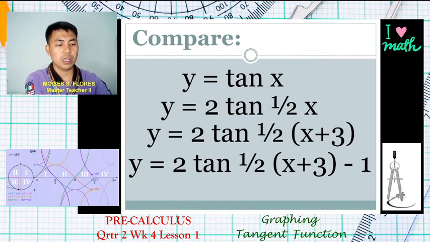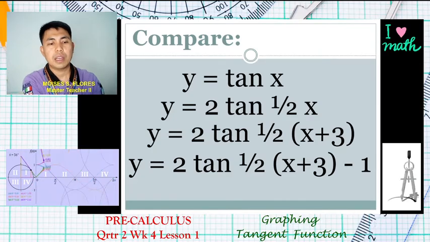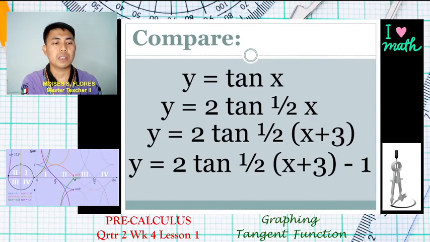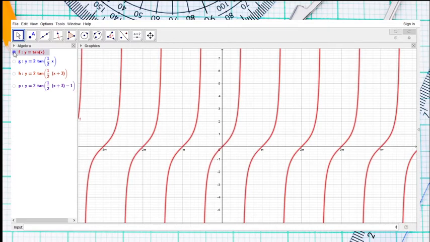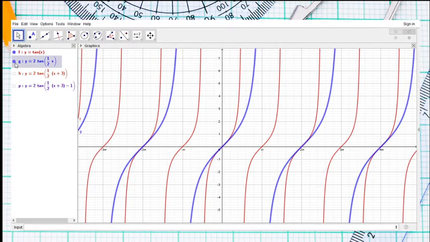Okay, let's try to show the graph of our given comparison through the use of this app. So there you have it. Let's first show the graph of our original function, which is y equals tangent of x. So there you have it, guys. As it is said to be periodic, there are lots of periods here in showing the graph of the parent function.